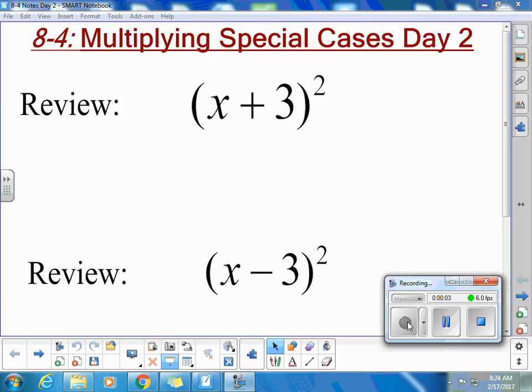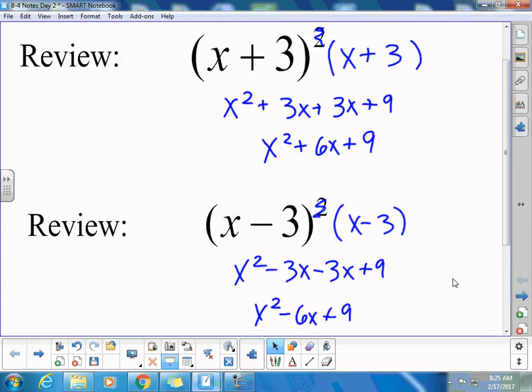8.4, day 2. We'll start with a little bit of a review of multiplying special cases. So I want you to put me on pause and multiply out the 2 on this page. All right, you should have ended up with your first value or number squared. Then multiply those 2 together and double it. That gives you 6x. 3x plus 3x is 6x. And then square your last term, which is 9.